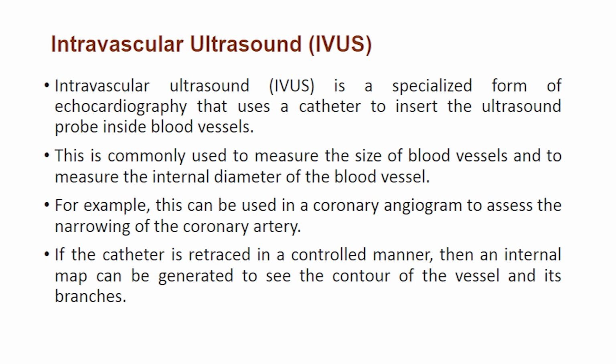Now, I am going to explain what is intravascular ultrasound. We call it IVUS in short. Intravascular ultrasound is a specialized form of echocardiography that uses a catheter to insert the ultrasound probe inside blood vessels. This is commonly used to measure the size of blood vessels and the internal diameter of the blood vessel. For example, this can be used in a coronary angiogram to assess the narrowing of the coronary artery.